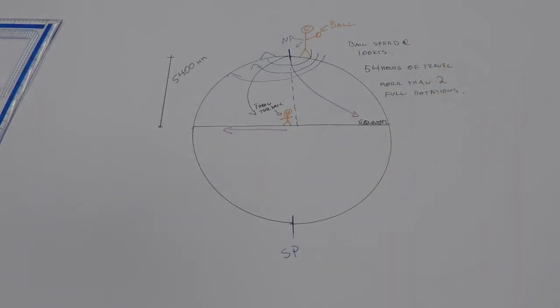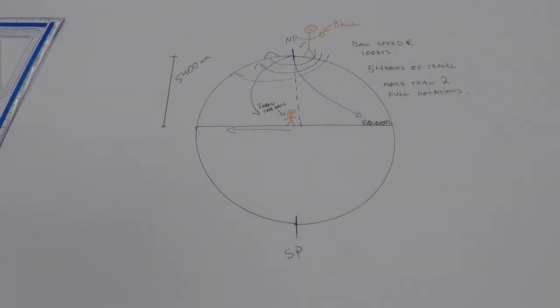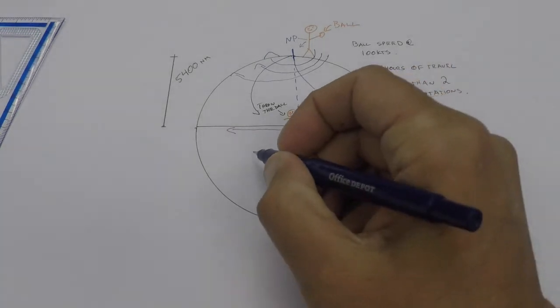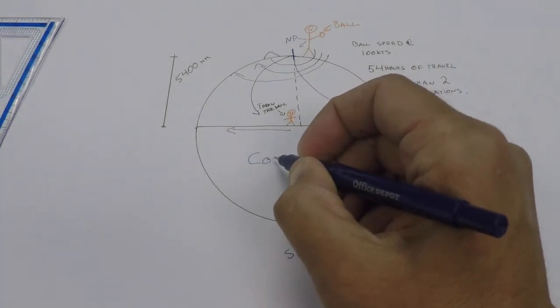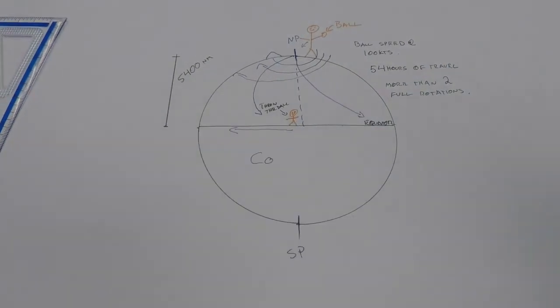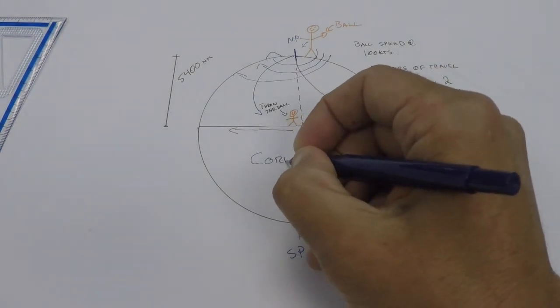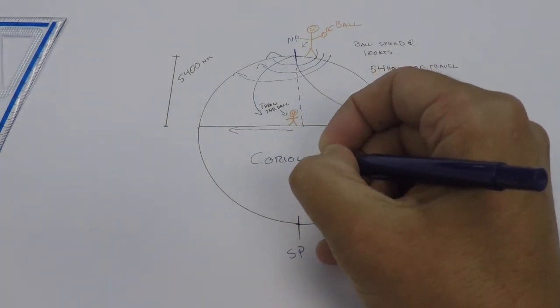Putting such a perspective makes it easier for us to understand why wind doesn't just fly from high pressure to low pressure. And the reason for this is known as the Coriolis effect, or Coriolis force.